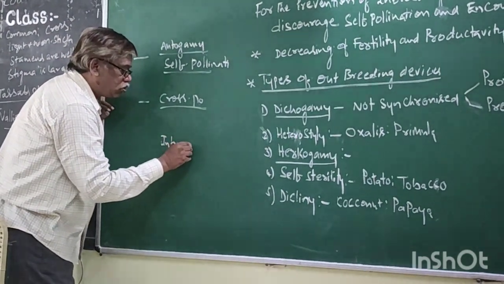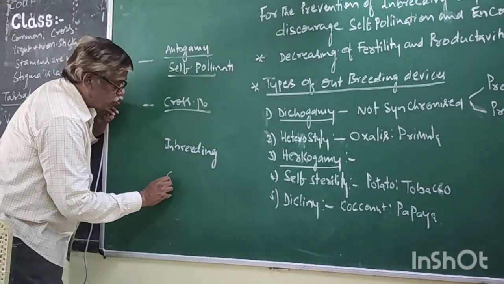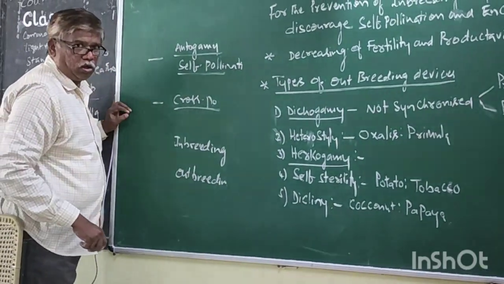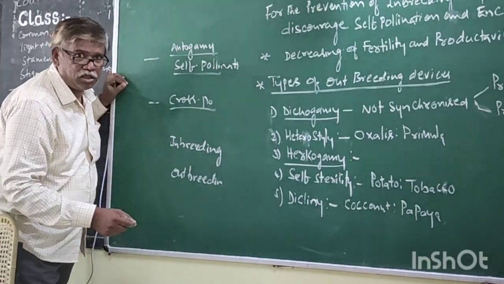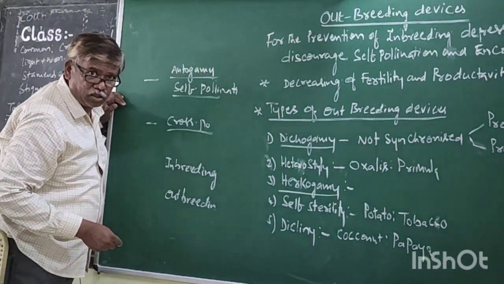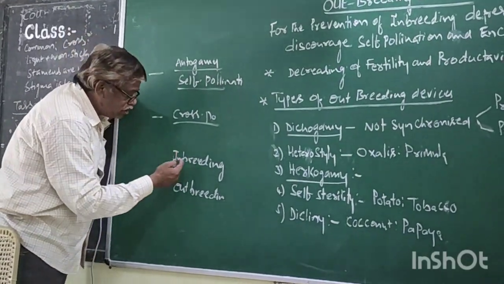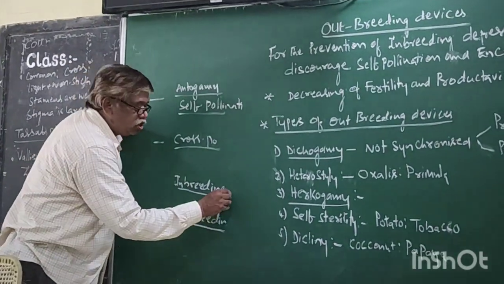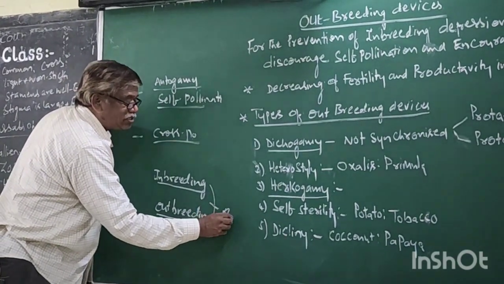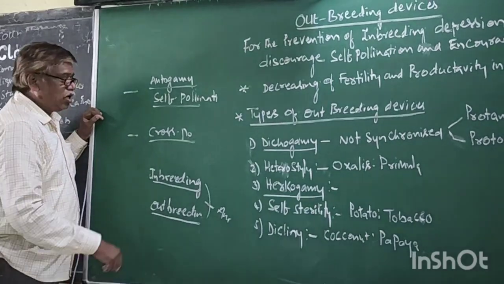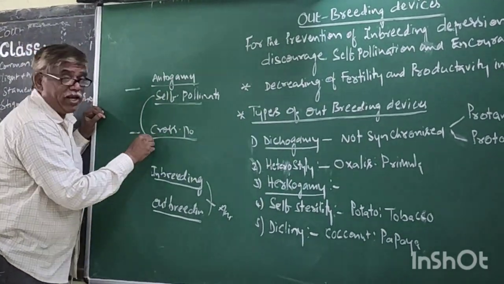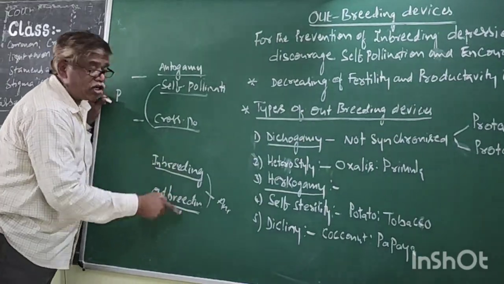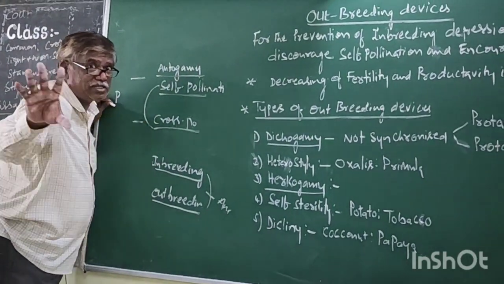inbreeding and outbreeding. You must have knowledge of these to understand outbreeding devices. What is inbreeding and what is outbreeding is necessary. Inbreeding and outbreeding are applicable to animals but not plants. Self-pollination and cross-pollination are applicable to plants. These words cannot be applied to animals, and those words cannot be applied to plants. But the meaning is the same, the process is the same.